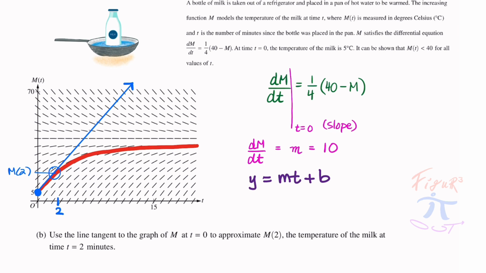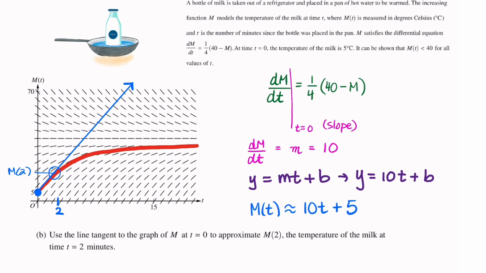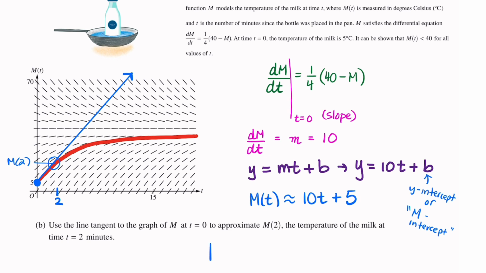y equals mx plus b, or mt plus b here, would be y equals 10t plus b. b is going to be our vertical intercept, the y-intercept, or maybe the m-intercept. So our function here, m of t, can be modeled with our tangent line 10t plus 5, because 5 is the vertical intercept. Now using this to approximate at t equals 2 minutes, we get 25 degrees Celsius.